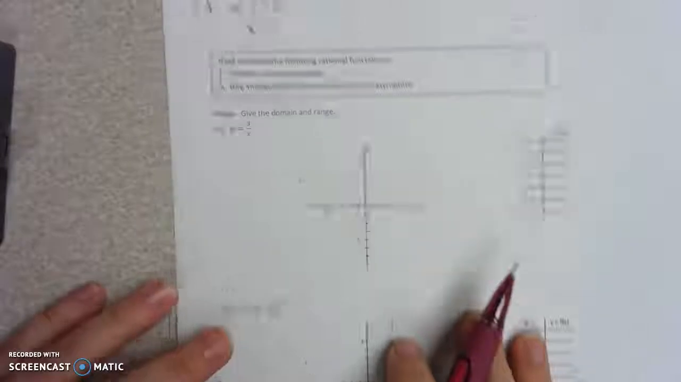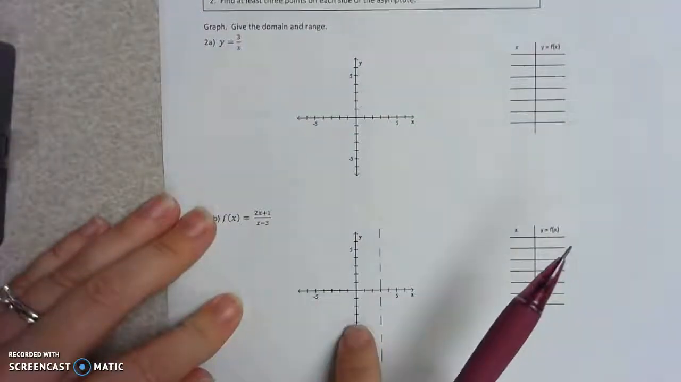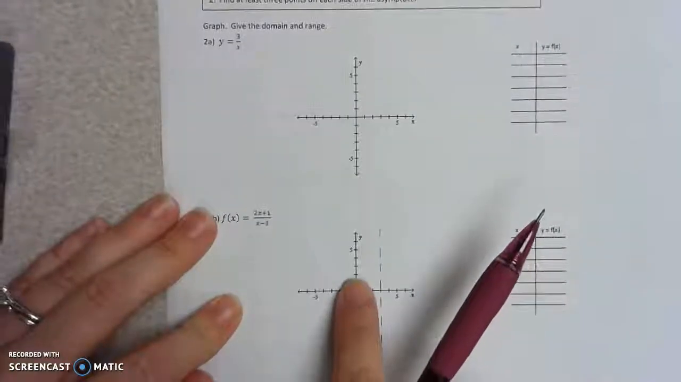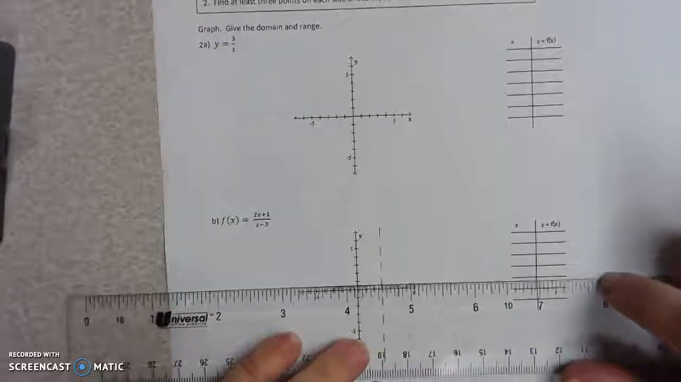Alright, that's my vertical one. My horizontal one is at y equals 2. So if I'm on the y-axis, I'm going to go to where y is 2, and that is here, and I'm going to put a horizontal line.